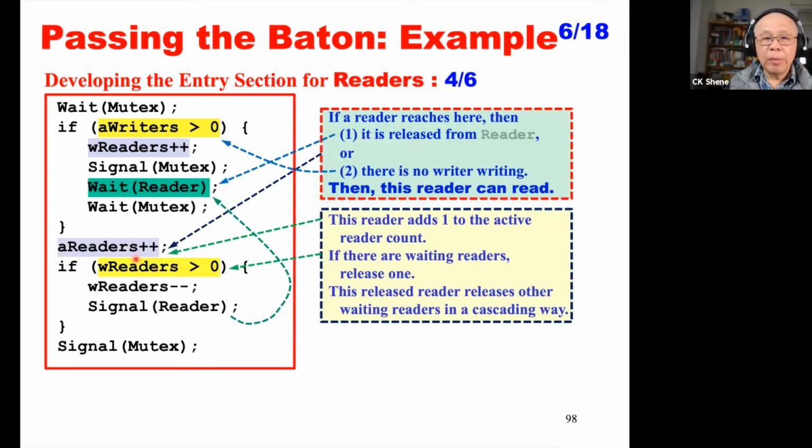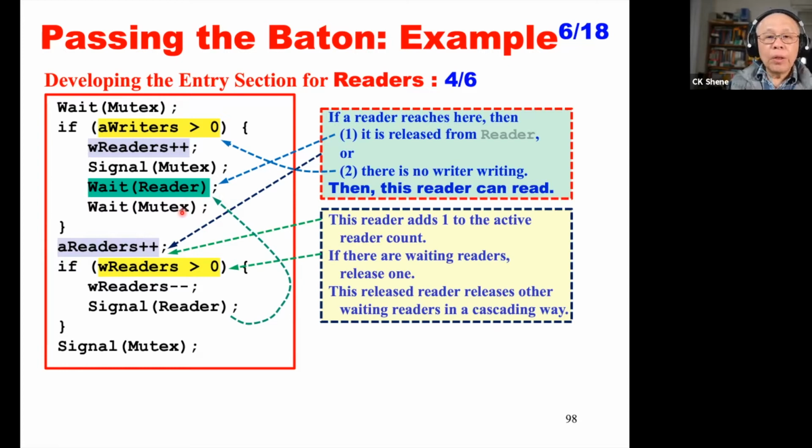Then let's look at something very interesting. This is what I said. If a reader can reach here, it means either there's no writer writing, or there was a writer writing and then this reader was released from the reader semaphore, due to other readers reading or the writer releasing it. So it reacquired the mutex. Now, what if when this reader gets here, it finds out, oh, there are waiting readers. If this reader can reach here, it means no writer is writing. Therefore, it simply checks to see, are there any waiting readers? If there are, subtract one from the count, and then signal the reader. So one of the readers is released.